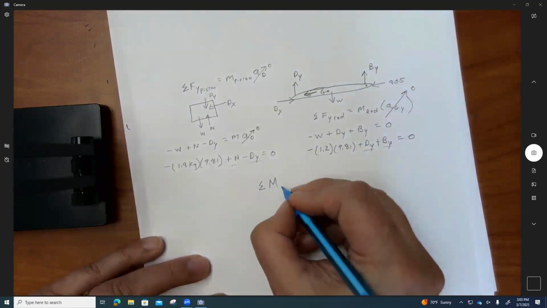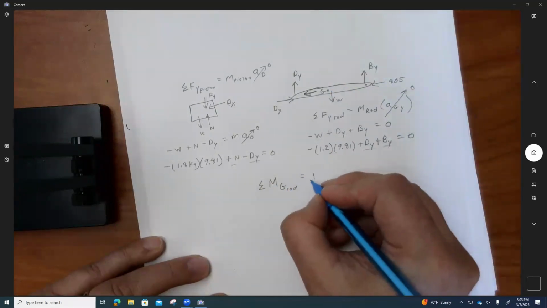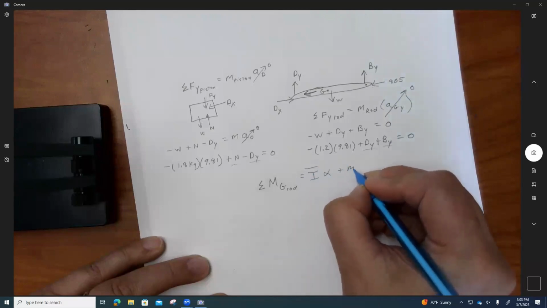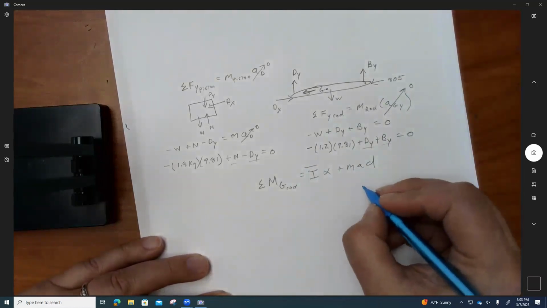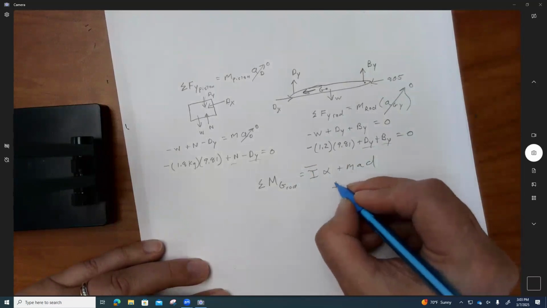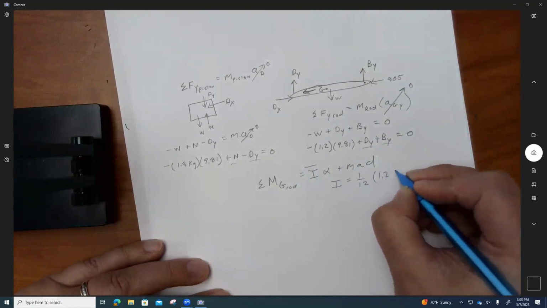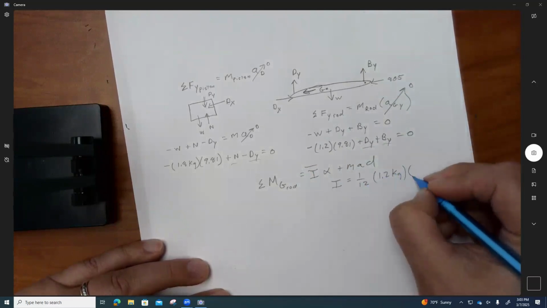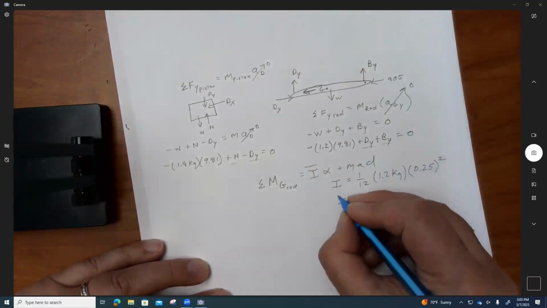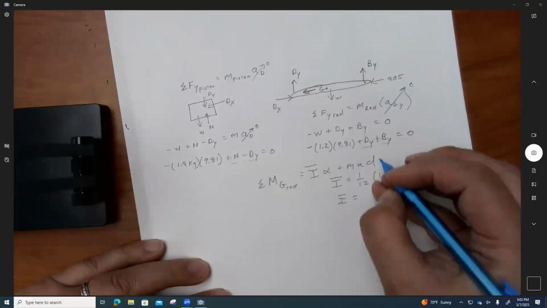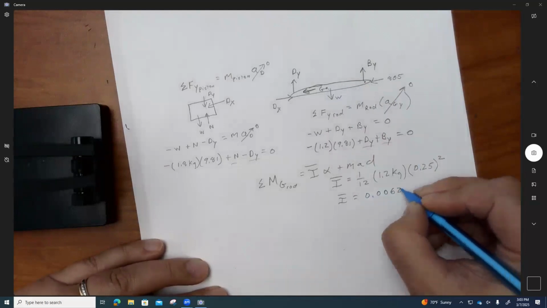So we would sum moments around the center of mass for the rod, and we would say that's equal to I bar alpha plus MAD. All right, so if we were going to calculate the I bar, it would be equal to 1/12 times the mass, 1.2 kilograms, multiplied by the length of the rod, which is 0.25 meters squared. That would give us an I bar for the center of gravity equal to 0.002625.